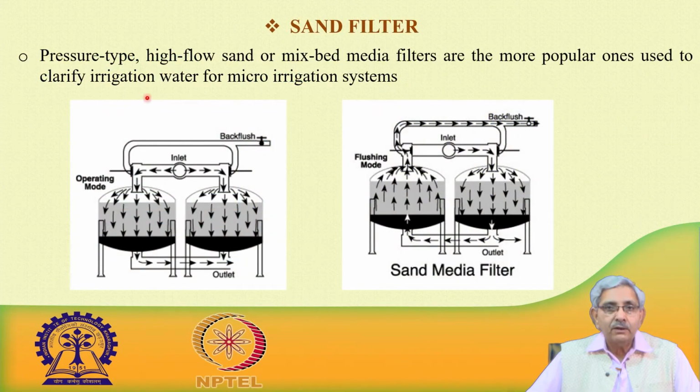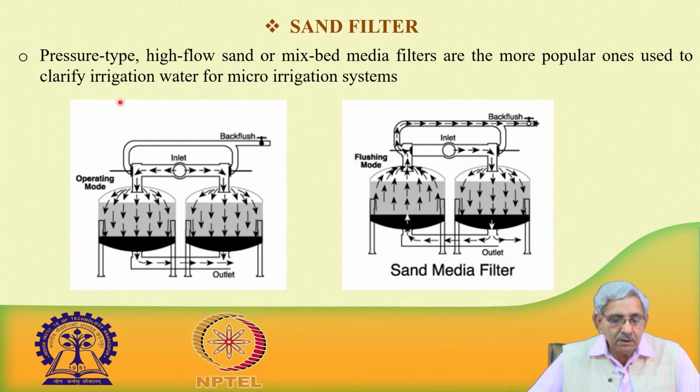Sand filter, so this is a pressure type. That was a gravity flow, where the water was passing and there was nothing like any pressure, but here it is a pressure type filter, means water is coming with pressure by using the pump. So, pressure type high flow sand or mixed bed media are the more popular ones used to clear the irrigation water for micro irrigation systems.